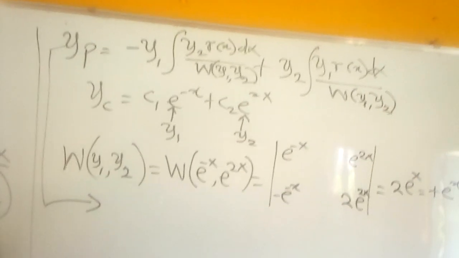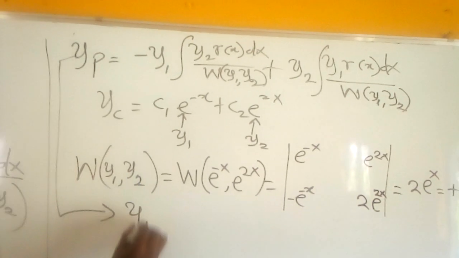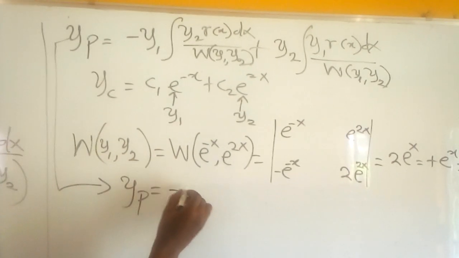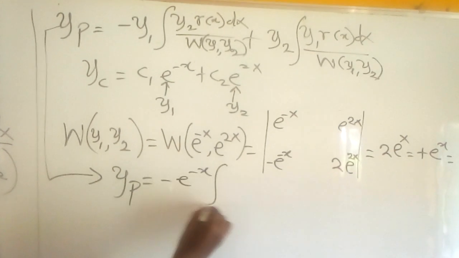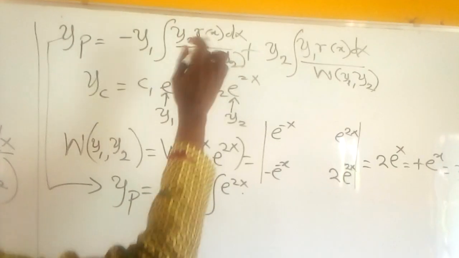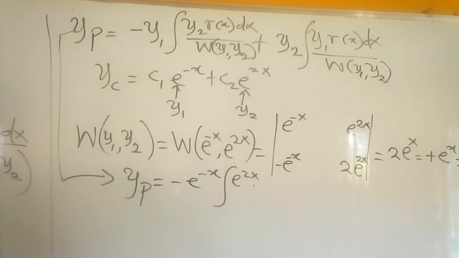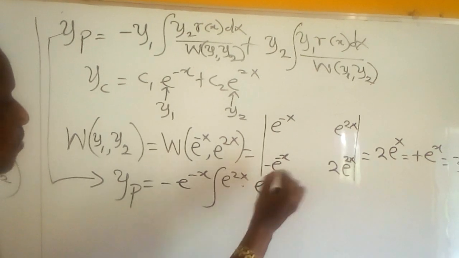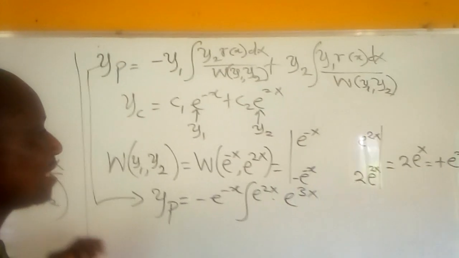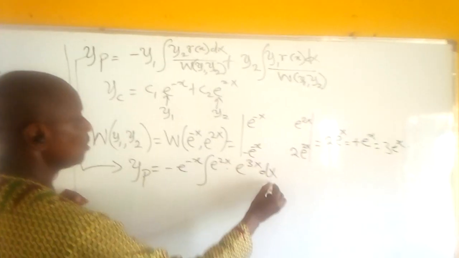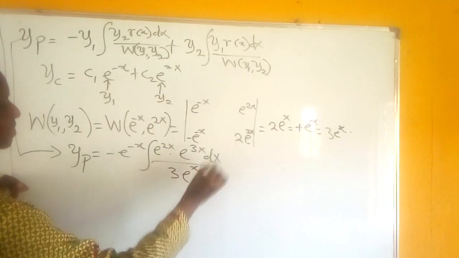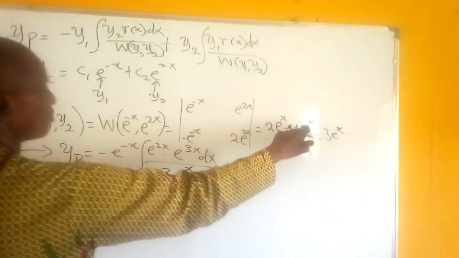Is the particular part of the solution. So that y particular, using Wronskian methodology, is going to give us minus y1, which is exponential minus x, integral of y2, exponential 2x, multiplied by the right hand side value, which is exponential 3x, differential x over the Wronskian, which is 3 exponential x. That was the value you got for the Wronskian.